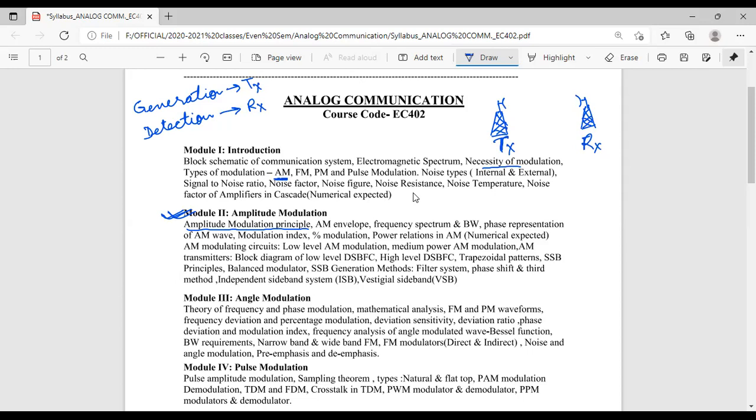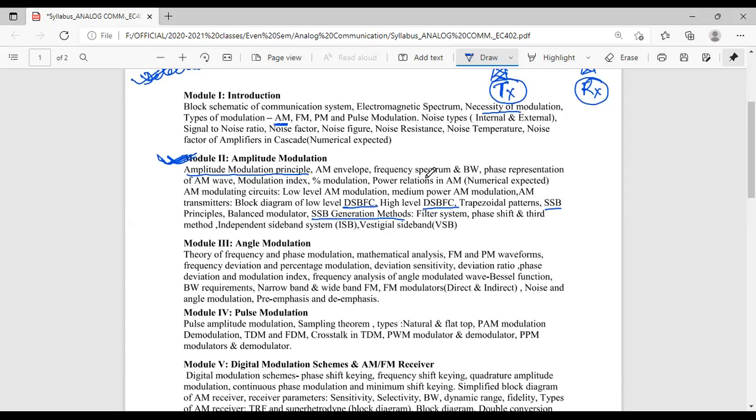So we have to see how this modulation is done. We will see what modulation is basically. Here at the transmitter side, we do the generation part, and on the receiver side, we do the detection part. So here we have to see several things regarding this. Then we have to see the block diagram of DSBFC. We will see all these things. What is SSB, single sideband modulation, generation and detection methods. So we will see all these topics one by one.